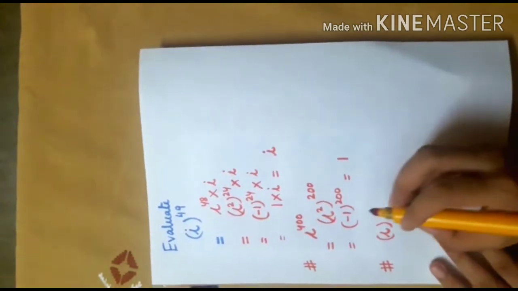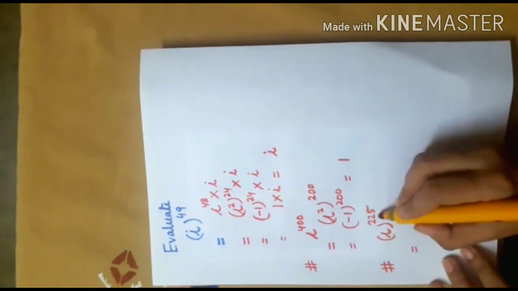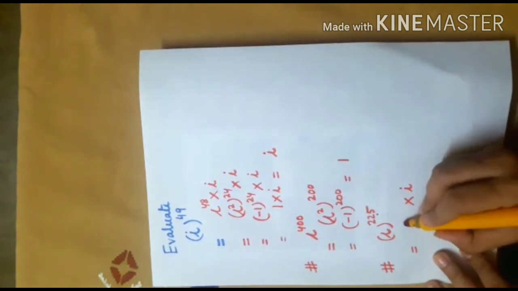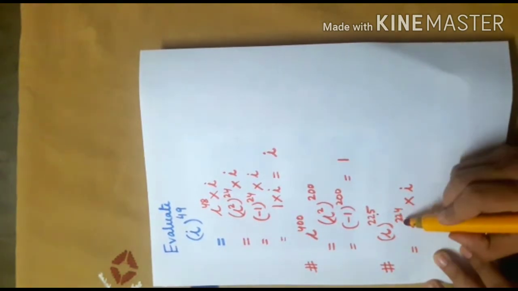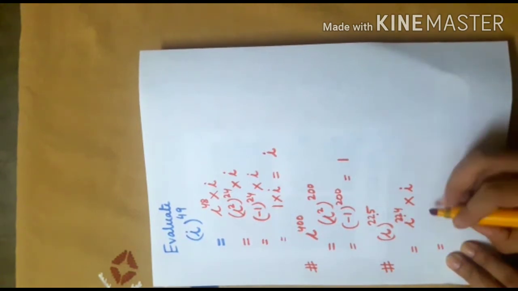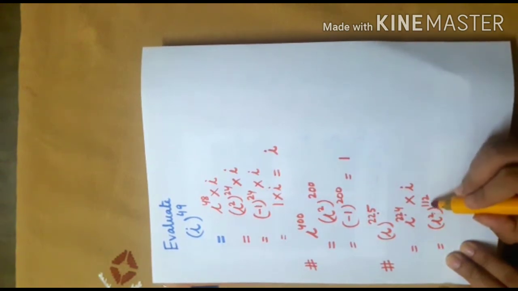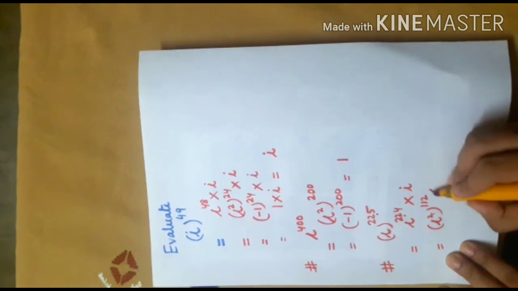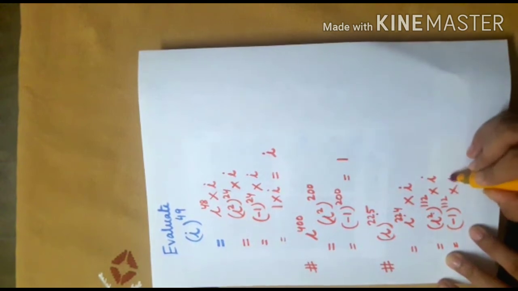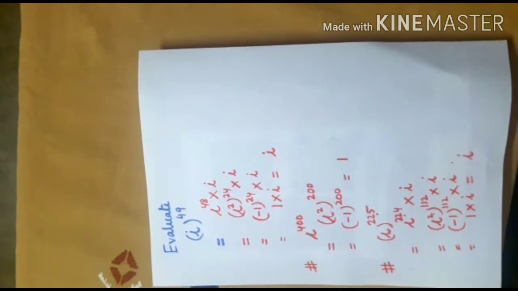Let's take another example. Iota raised to the power 225. Now 225 is odd. So detach one iota. So here it will be 224. Right? Now this exponent is even, so it will be divisible by 2. So iota square whole raised to the power 112 into iota. It is minus 1 raised to the power 112 into iota. So it is 1 into iota, that is iota.